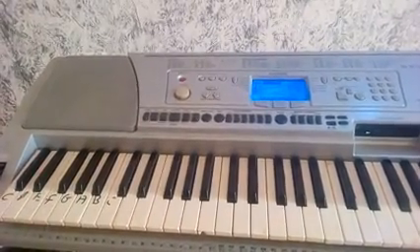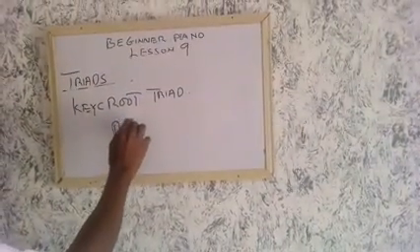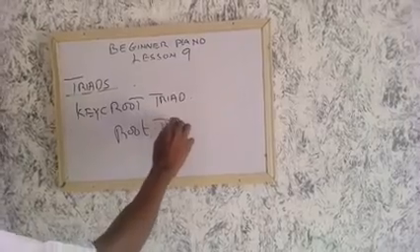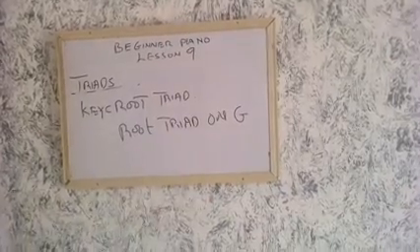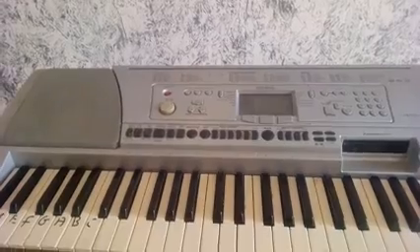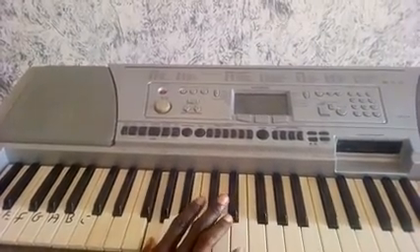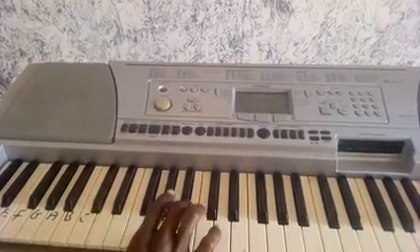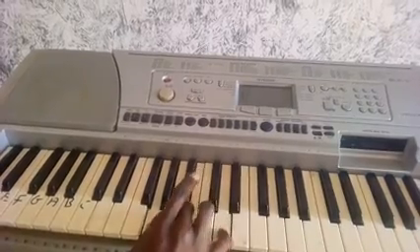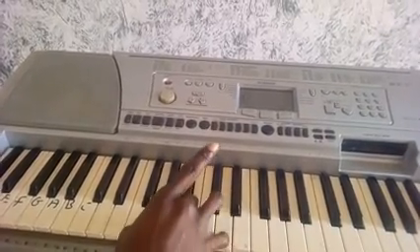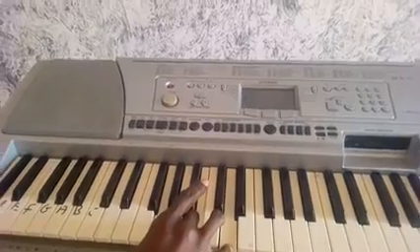So now let's go ahead and form a root triad on G, using the same principle. You just locate your G and then you count 1, 2, 3, 4. Then place your next finger, then count 1, 2, 3, and then that will be your G triad.